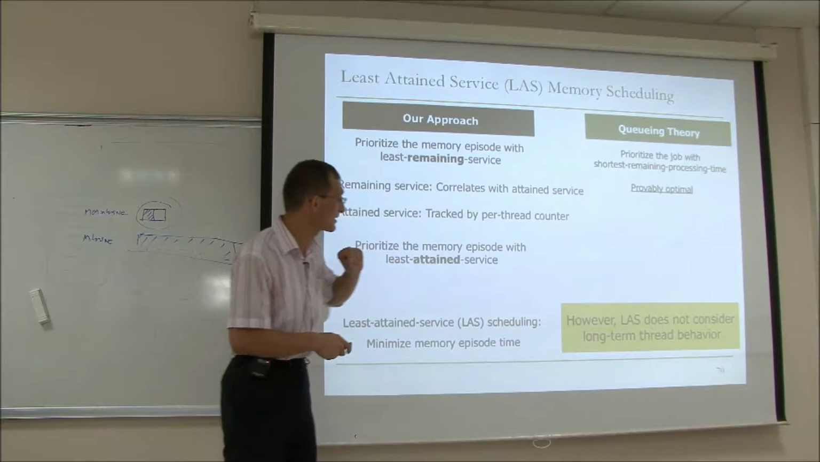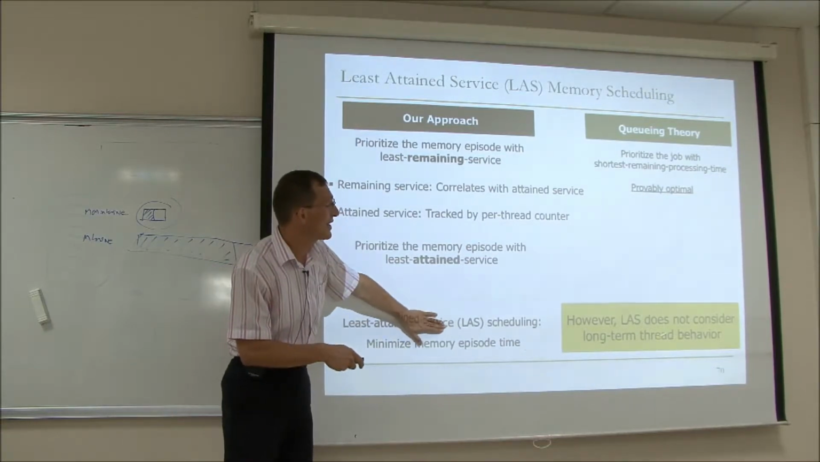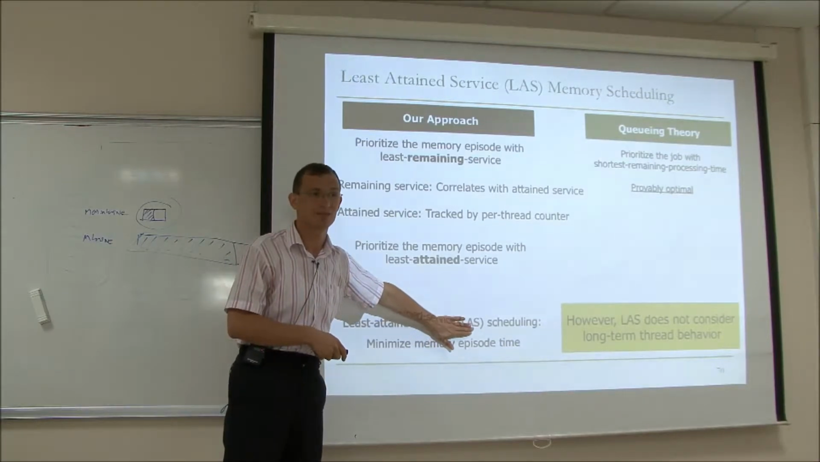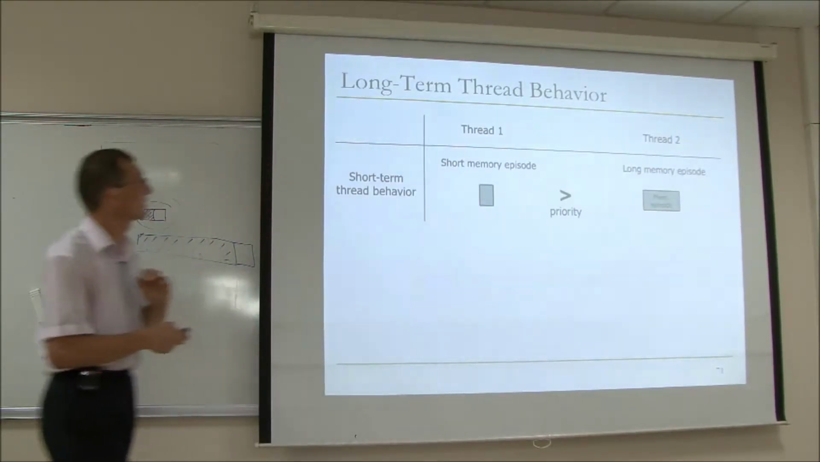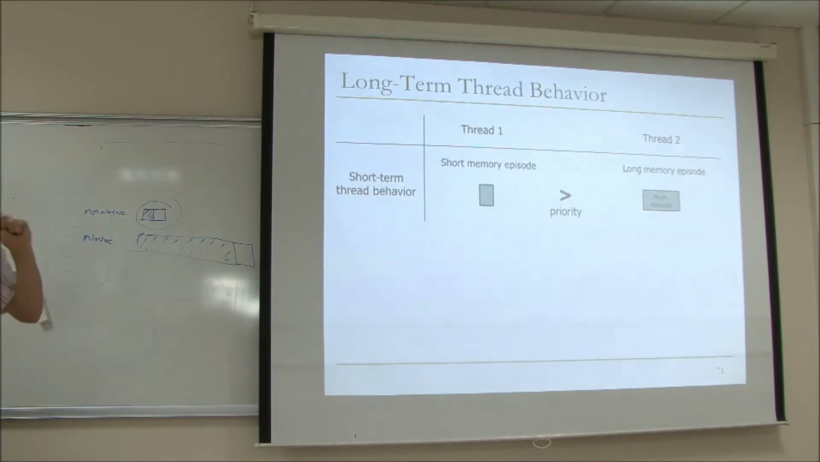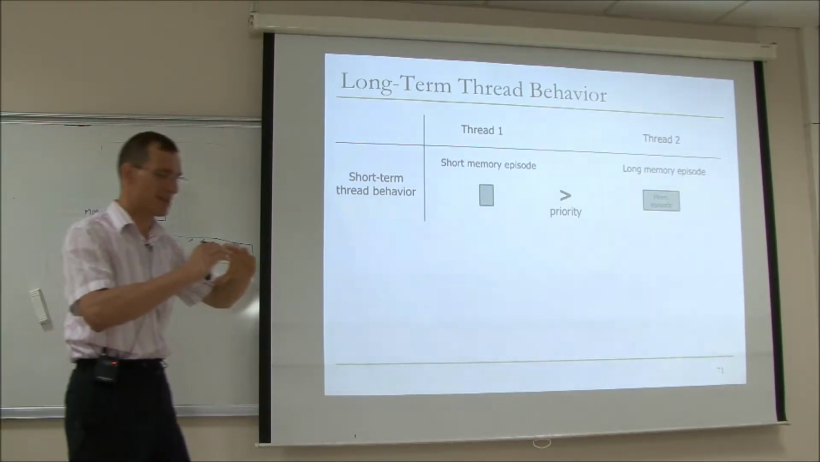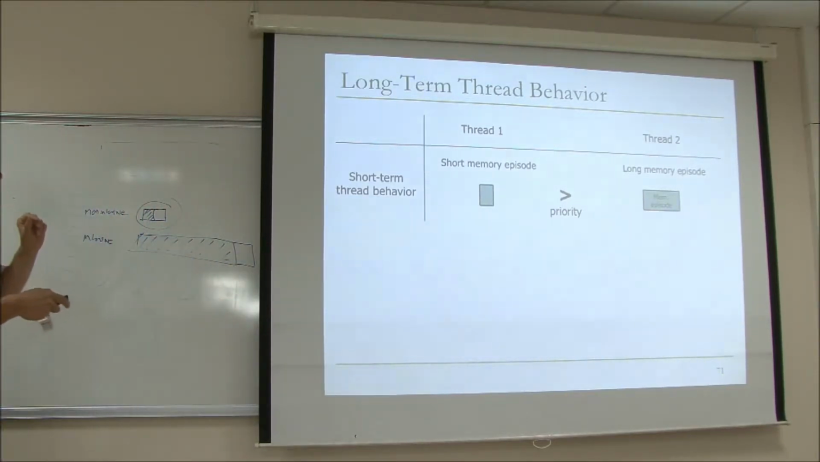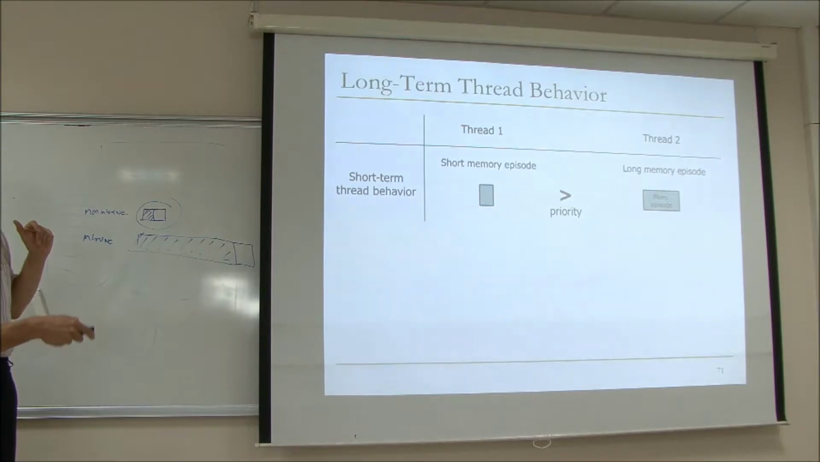So one problem with this is that least attained service scheduling does not consider long-term thread behavior. And we'll see that this is an issue. Let's take a look at this. And this is actually a problem because we formulated the problem in a way that's memory controller centric. And maybe we'll get back to that. Basically, if you look at the short-term thread behavior, a thread has a short memory episode, another thread has a long memory episode. Least attained service scheduling says prioritize this thread, right? This has a short memory episode.